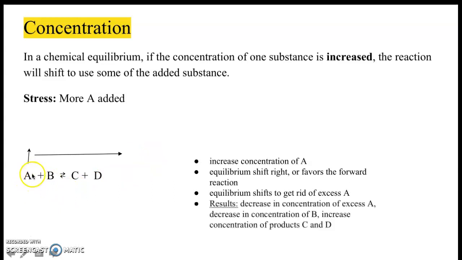And our result is now a decrease in the concentration of excess A. So our equilibrium is shifting in order to get rid of that new stress. B is also going to decrease in concentration as it reacts with that excess A. And C and D, our products, are going to increase in concentration because we're making more of them.